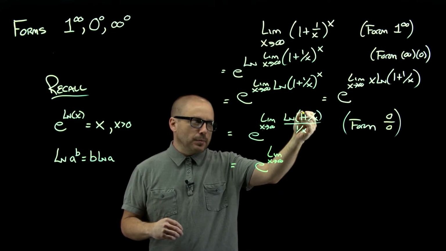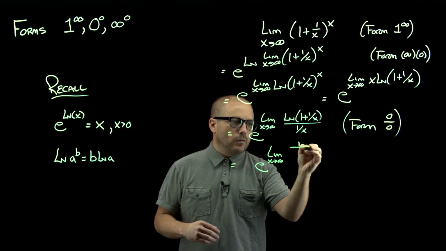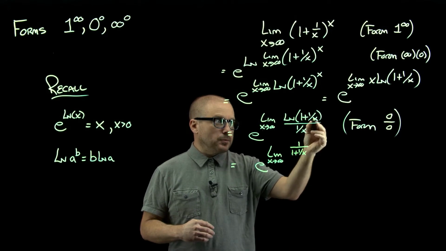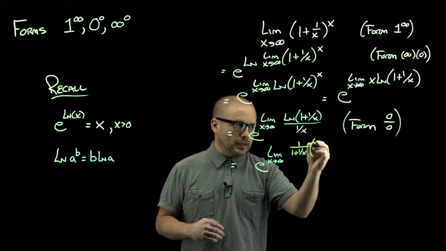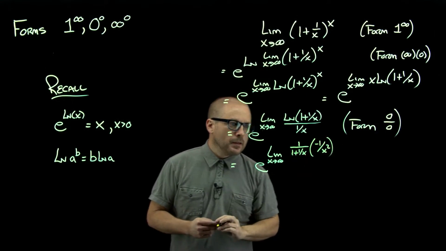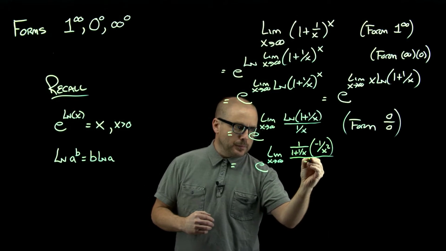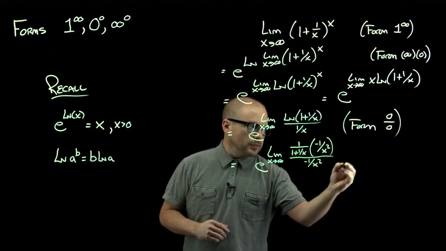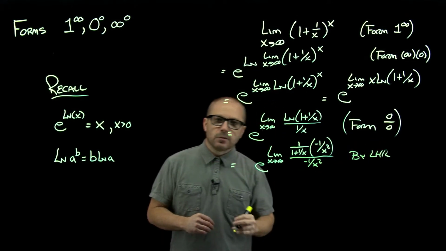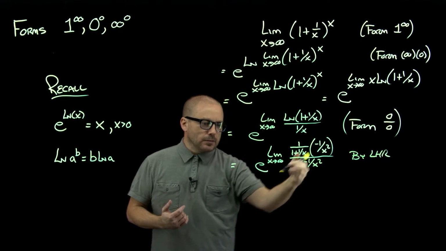Natural log, we have a composition. There's a function in there, so we have chain rule. So 1 over that inside, times the derivative of the inside by chain rule. And then on the bottom, the derivative of the bottom, also negative 1 over x squared. And remember, I want you to say by L'Hopital's rule when you use it. Now those two will cancel.